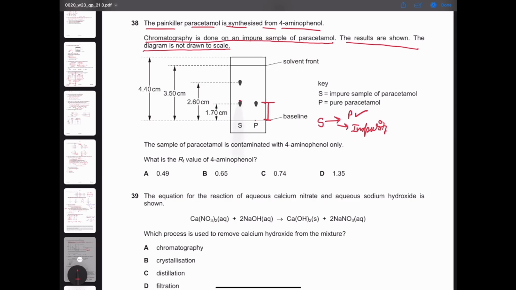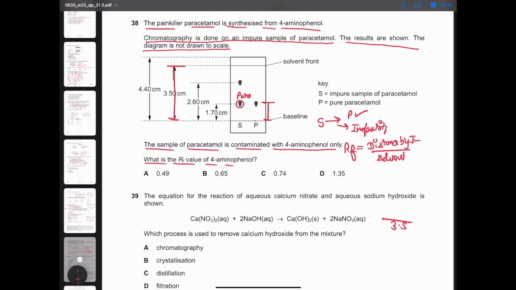So this is the original pure paracetamol sample. The sample of paracetamol is contaminated with 4-aminophenol only. So there is only one impurity. What is the RF value of 4-aminophenol? So RF value we find out by distance traveled by the impurity divided by the distance traveled by the solvent. Now, if you check, the distance traveled by the solvent is 3.5.